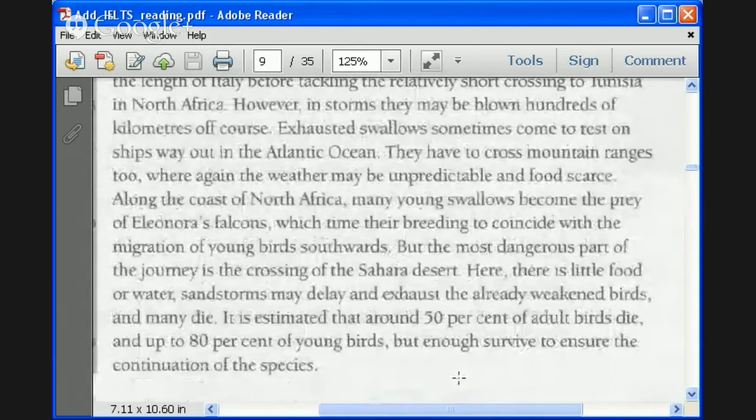But the most dangerous part of the journey is the crossing of the Sahara Desert. Here there is little food or water. Sandstorms may delay and exhaust the already weakened birds, and many die. It is estimated that around 50% of adult birds die, and up to 80% of young birds, but enough survive to ensure the continuation of the species.